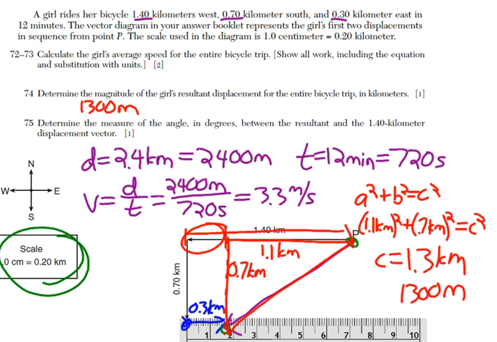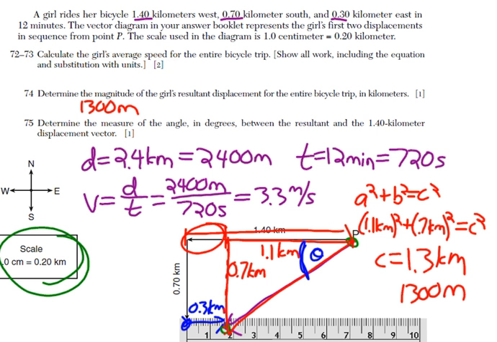All right, finally, we're going to measure the angle in degrees between the resultant and the 1.4 kilometer displacement vector. So that would be this angle right here. All right, I want to know this angle. Okay, so one way you could do this, you could take a protractor. Be very careful to measure the angle. That's a perfectly legitimate way of doing it. Or we can do it with a little bit of trigonometry.